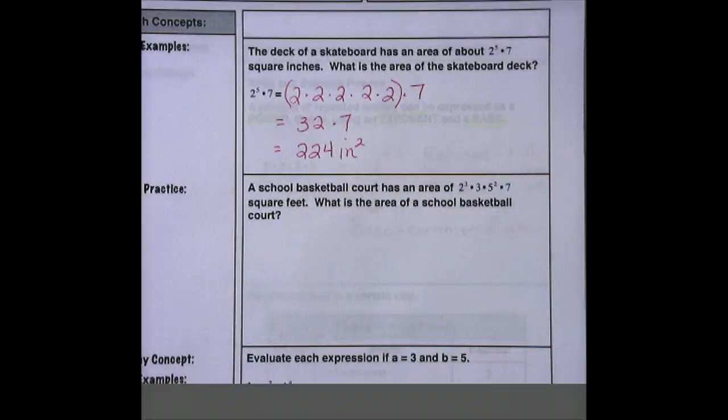Take just a minute and work the practice problem that follows this problem. It says a school basketball court has an area of 2 to the 3rd times 3 times 5 to the 2nd times 7 square feet. What is the area of a school basketball court? Work the problem. It's very similar to the one above it, and then come back and we'll finish the lesson.